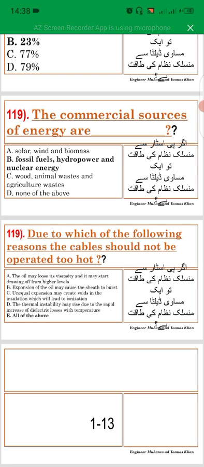Due to which of the following reasons should the cable not be operated too hot? The oil may lose its viscosity and it may start draining off from higher levels. Expansion of the oil may cause the sheath to burst. Unequal expansion may create voids in the insulation, which will lead to ionization. The thermal instability may arise due to the rapid increase of dielectric losses with temperature.